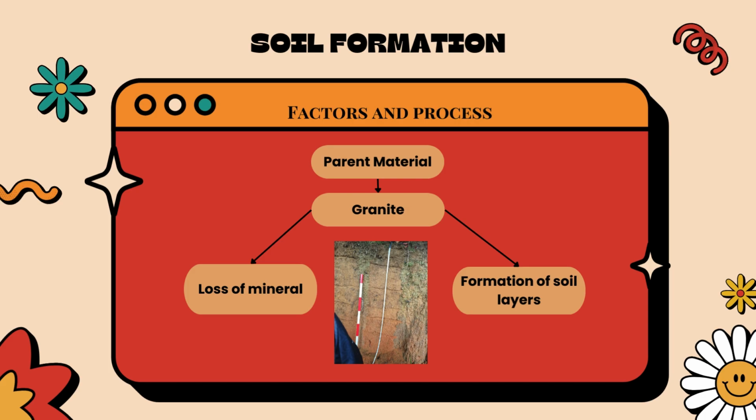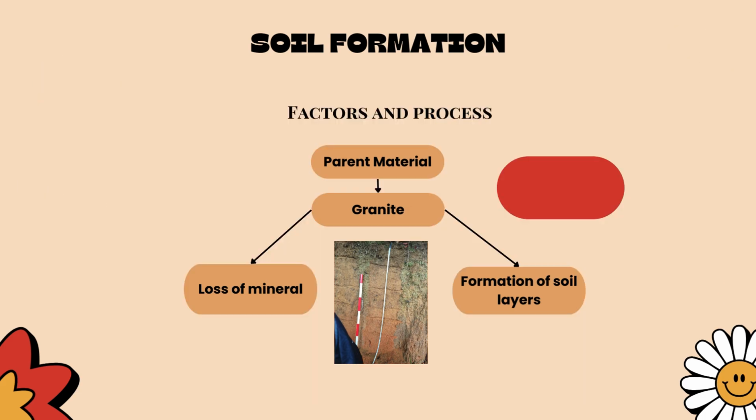Second way is formation of soil layers. As granite weathers, soil horizons form. The top layer, known as the A horizon or topsoil, can store organic matter and nutrients produced from degraded plant material. The process of mineral leaching and transpiration can help to build lower horizons such as the B horizon or subsoil, which leads to material accumulation, and the C horizon, the parent material from which the soil forms.